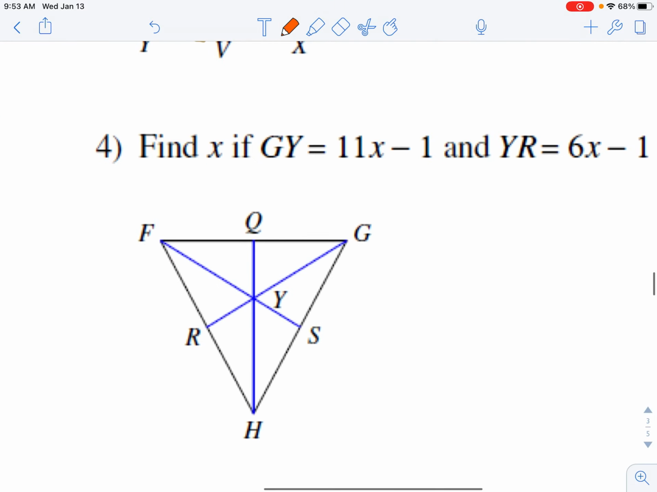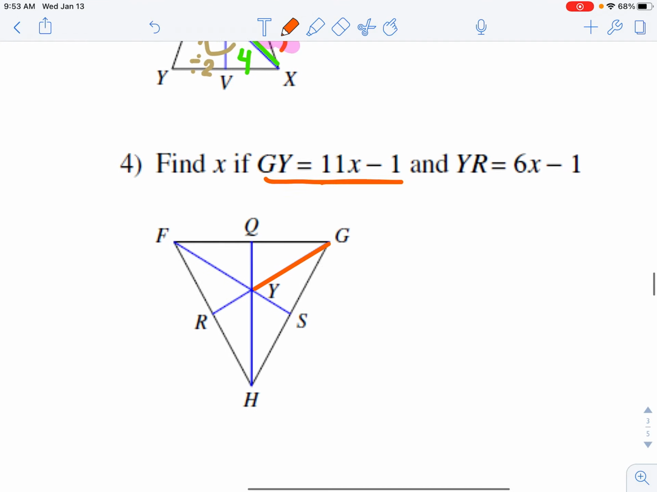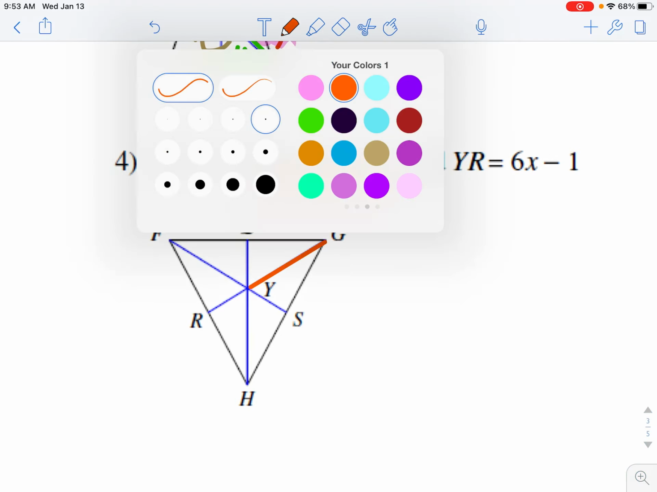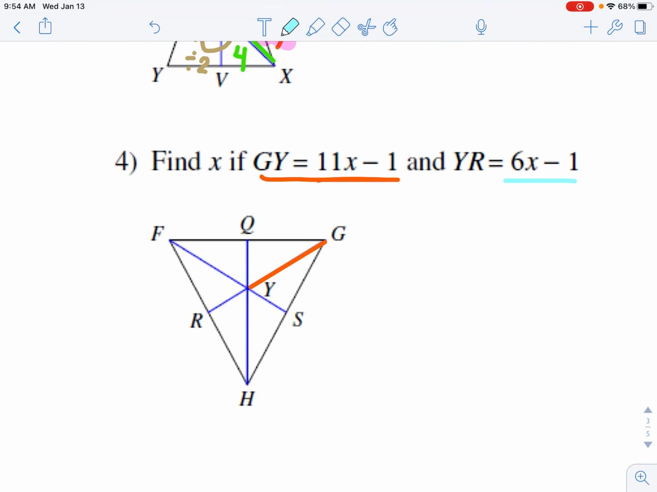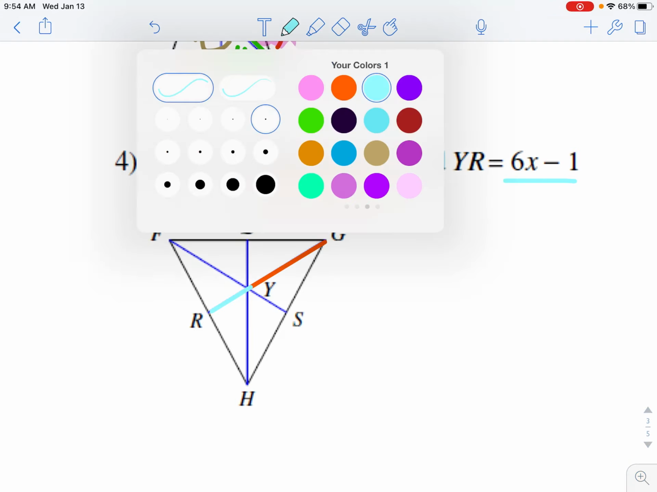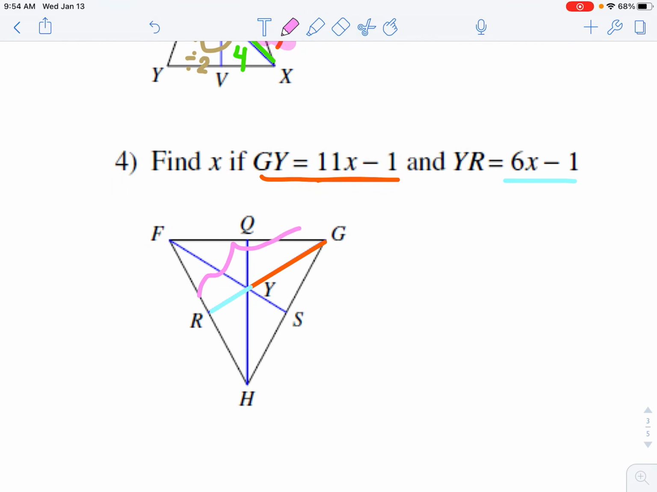All right. Now this one's a really good problem. I like this problem because we start getting intensely in depth into the ratios. GY is 11x minus 1. YR is 6x minus 1. So let's write out the ratios again. The whole thing. Now this portion is 2/3. This portion is 1/3.